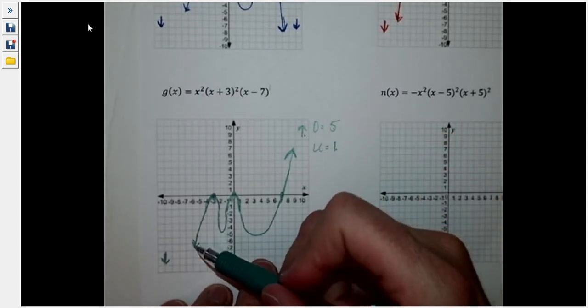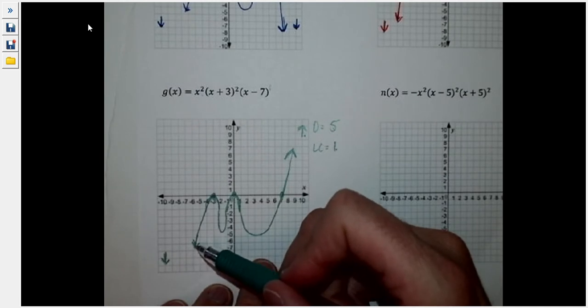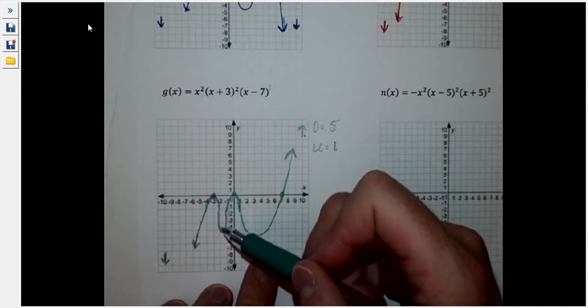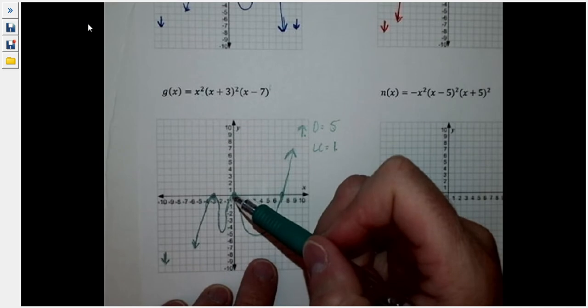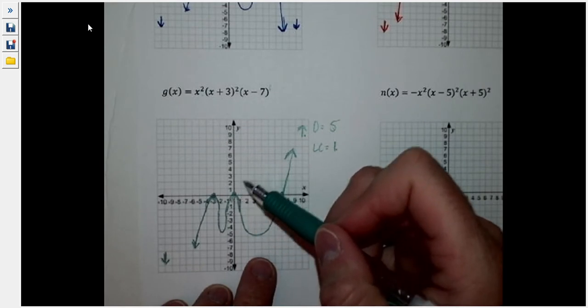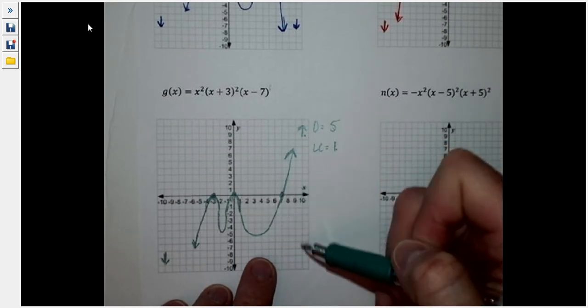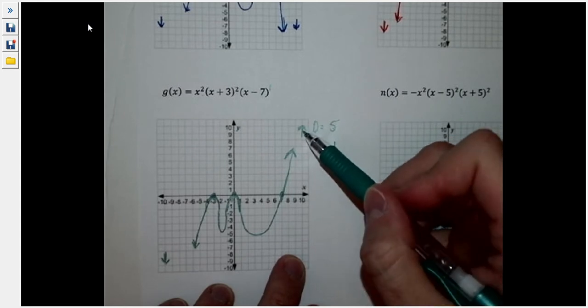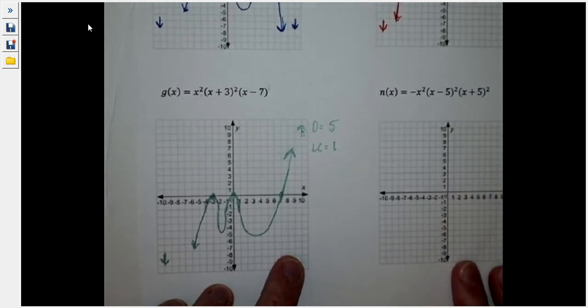Now, if I had done this, and I had gone down here, and I had bounced, and then say here I had crossed, when I came back here and crossed, if I had ended up back here knowing that I was supposed to be up here, I would have known that I made a mistake. Okay? So use your end behavior at the end to kind of double check yourself.